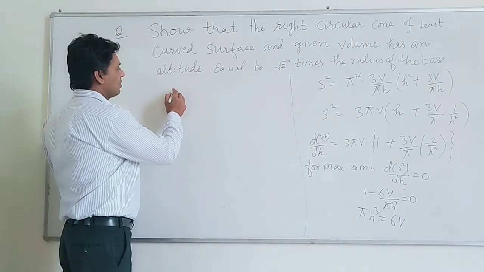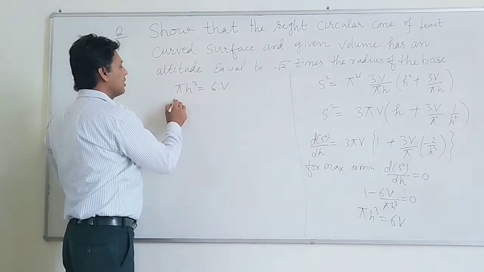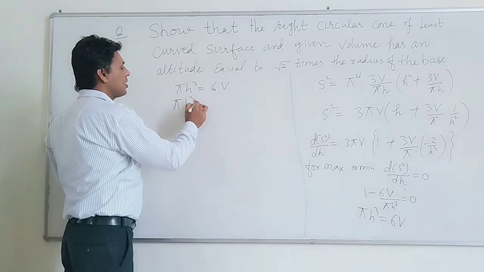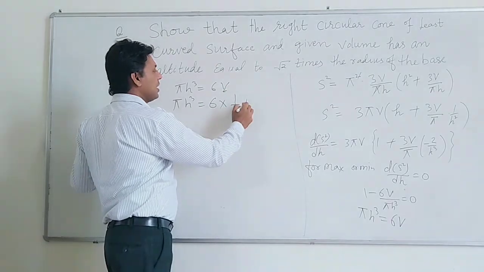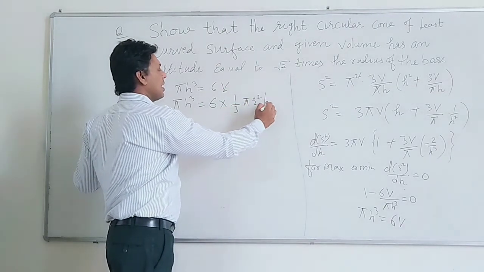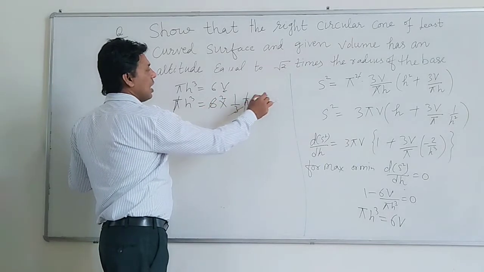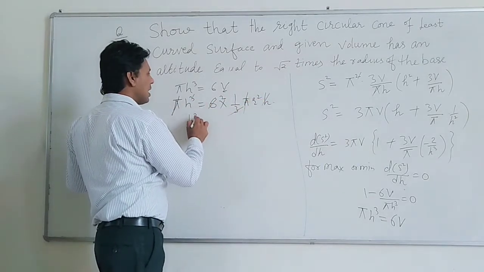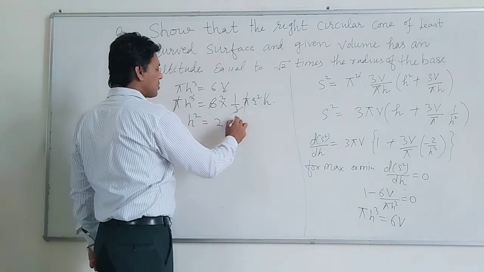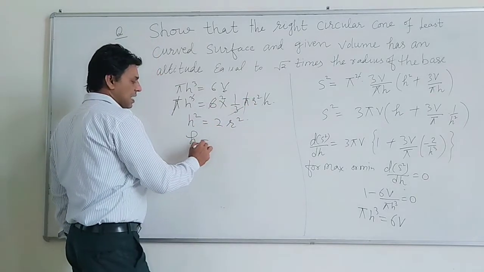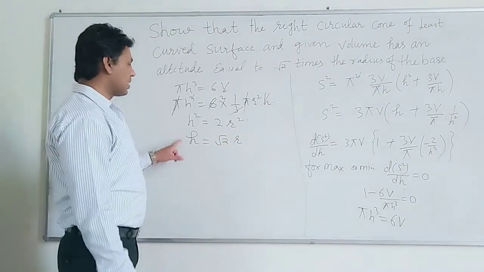So we have πh³ = 6V. So πh³, and the volume of the cone is 1/3 πr²h. So π will be cancelled, 3 and 2, and h. So h² is equal to 2r², that is, taking the square root, h is equal to root 2 times r.